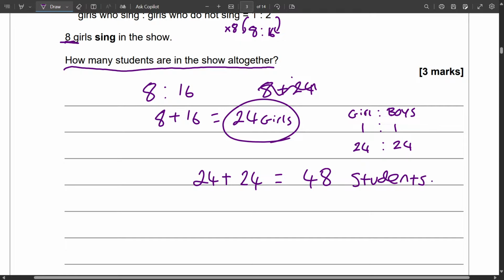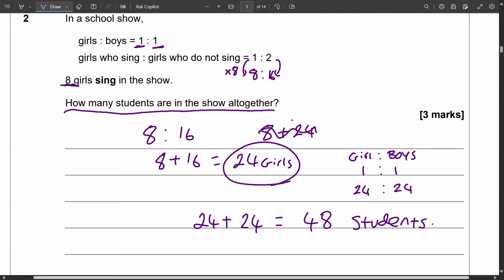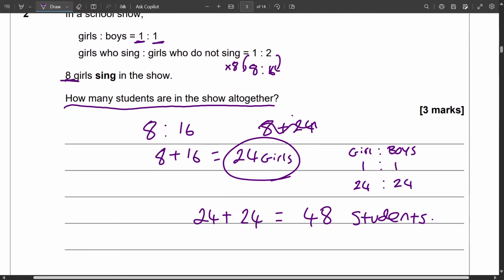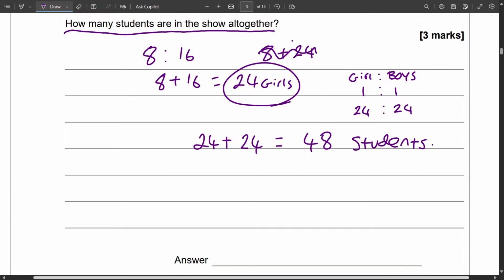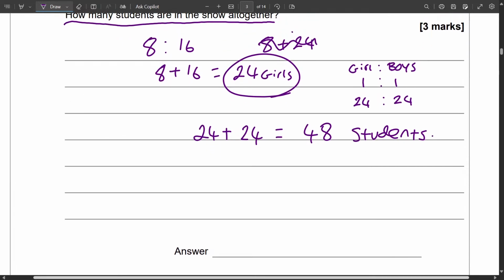Again, any calculation you do, make sure you write it down. Whether you write it in the question or in the space provided, make sure you write everything you do. Don't keep anything in your head. That's another key thing you always have to do when you're sitting an exam.